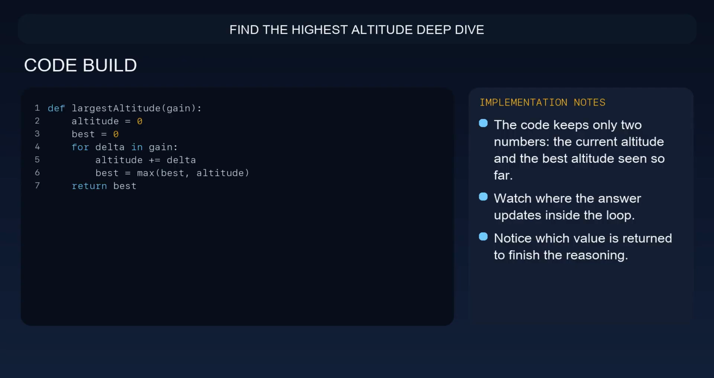The code keeps only 2 numbers, the current altitude and the best altitude seen so far. In the code, focus on 2 checkpoints. Watch where the answer updates inside the loop, then notice which values return to finish the reasoning.